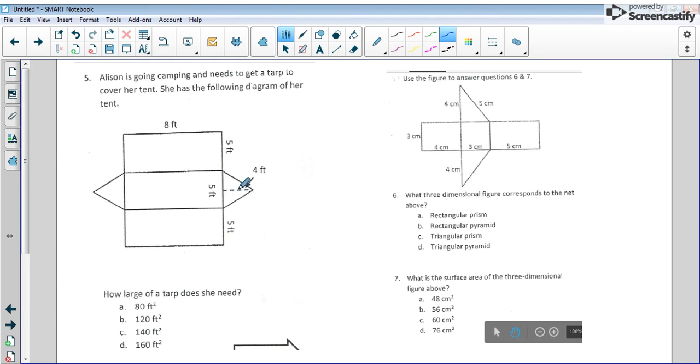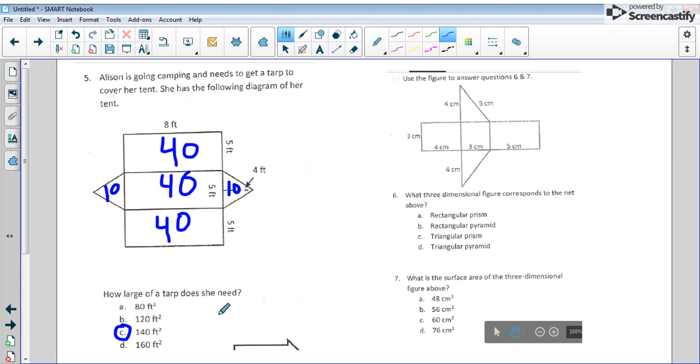So this is 5, 5, same thing over here, 5, 5, 5, 5. So all of these rectangles are 8 by 5s, which is 40. And then I've got 2 congruent triangles. Well, half base times height gives me the area of a triangle. The height is 4, the base is 5, half of 20 is 10. So when I add these up, I've got 40 plus 40 plus 40 plus 10 plus 10. So 120 plus 20, I get 140 square feet.